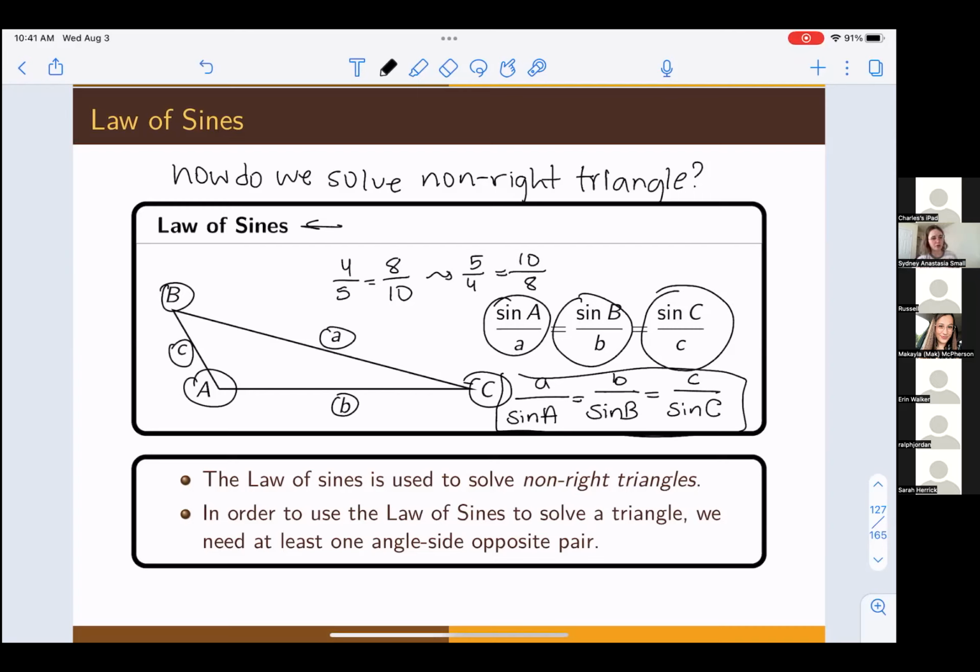That'll be useful too when you're working through ALEKS, and it might give you this as a guide for what to do. And you're like, huh, that's not the law of sines. It actually is. So in order to use the law of sines, we need at least one angle side opposite pair. Let's see what that looks like.